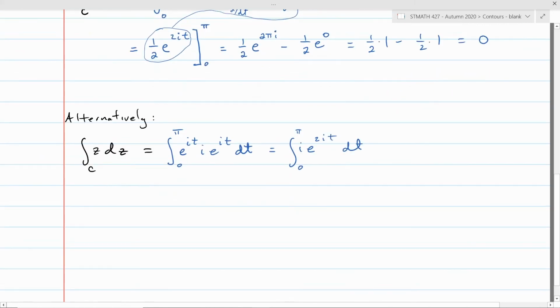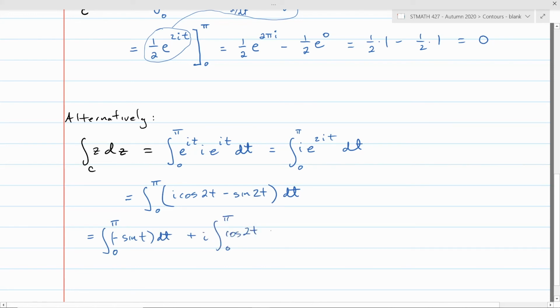But then you could express that as the integral from 0 to pi of i times cosine 2t minus, it'll be a minus because you're going to get an i times an i, and then you get sine times 2t. And so then this would work out to be the integral from 0 to pi of negative sine 2t dt plus i times the integral from 0 to pi of cosine 2t. I forgot my 2 on the sine there. There we go.